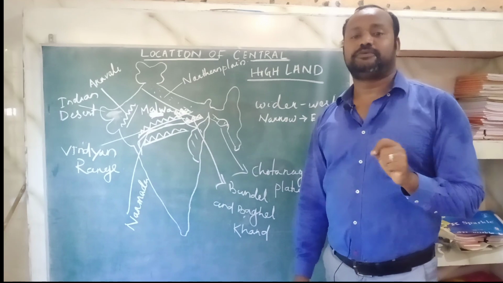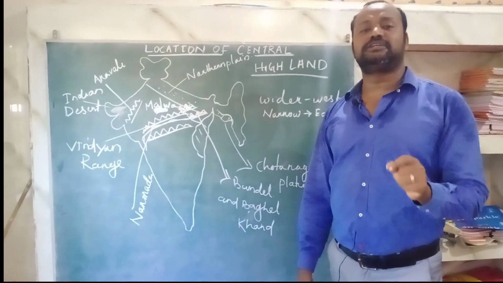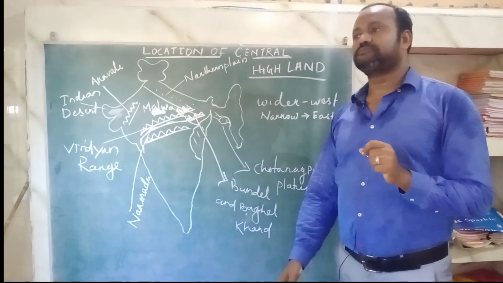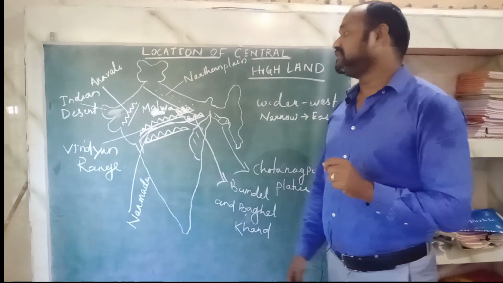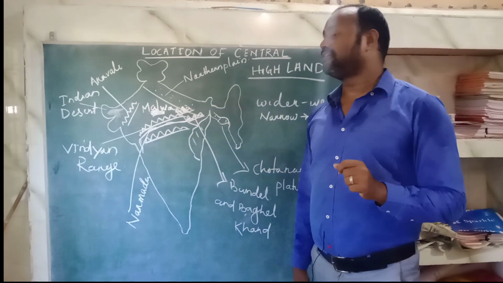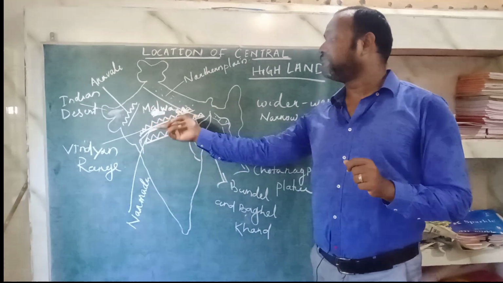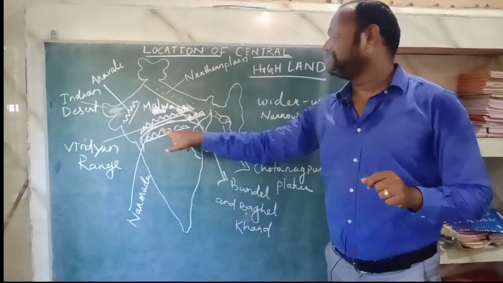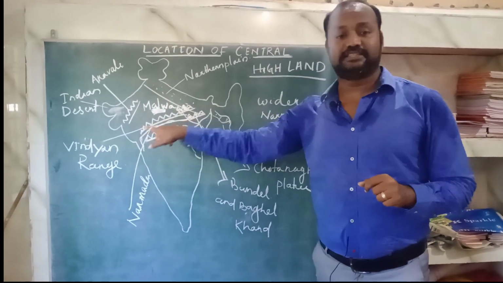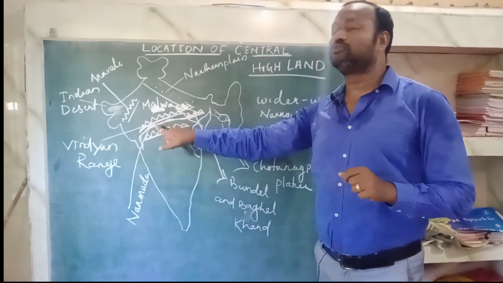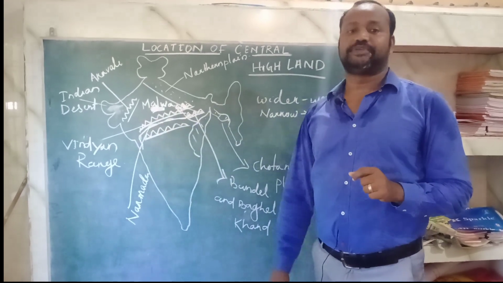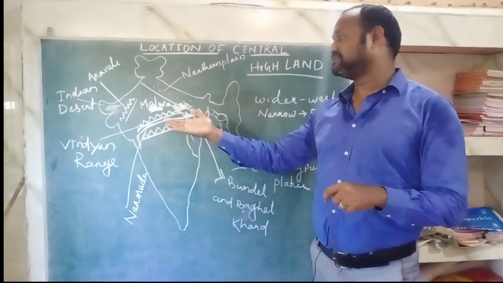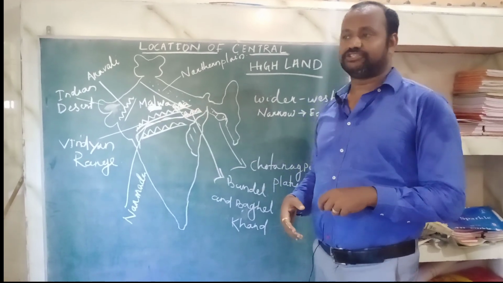Students, we are going to discuss the location of Central Highland. Central Highland is located north of Narmada river or north of the Vindhya range. You can see this is the Central Highland and here is the Vindhya range, which is located south of Central Highland. So what is located in the south of Central Highland? That is the Vindhya range.